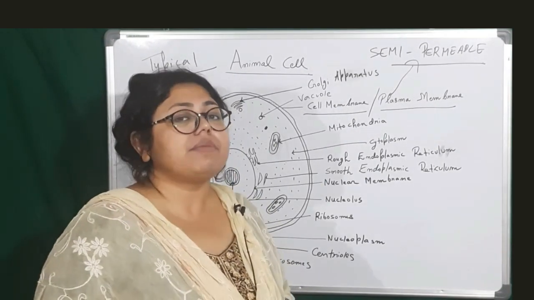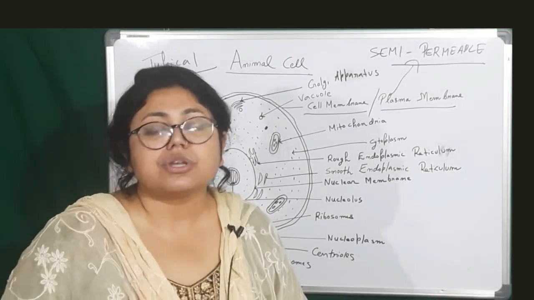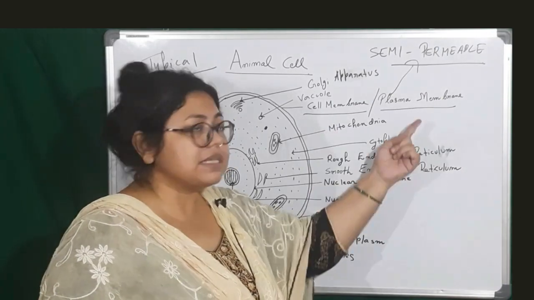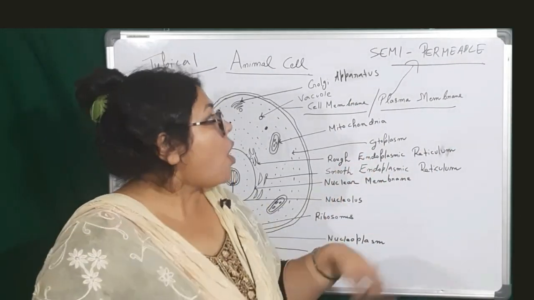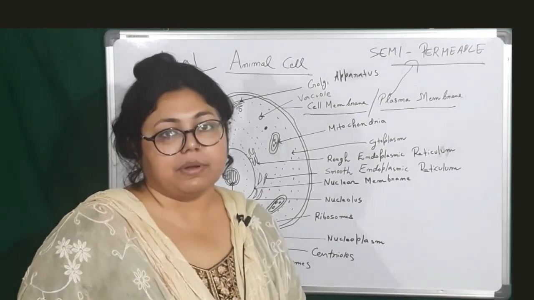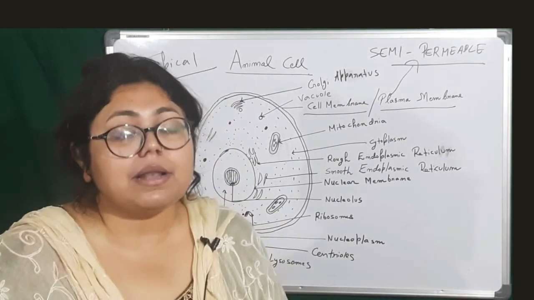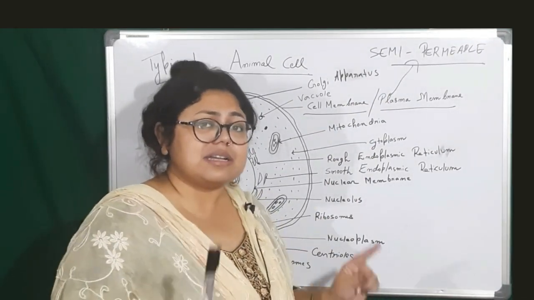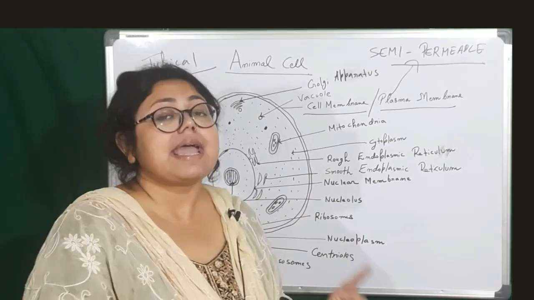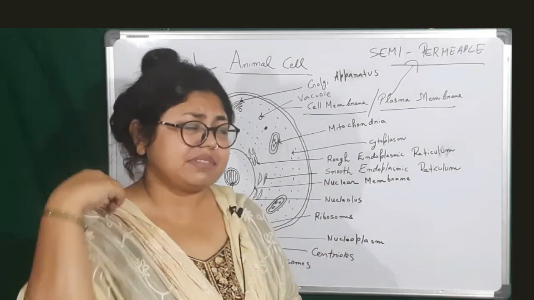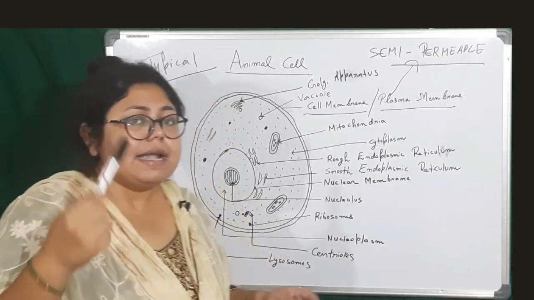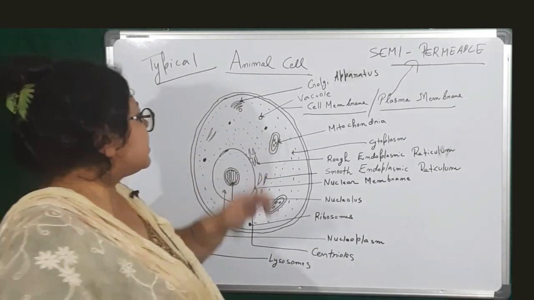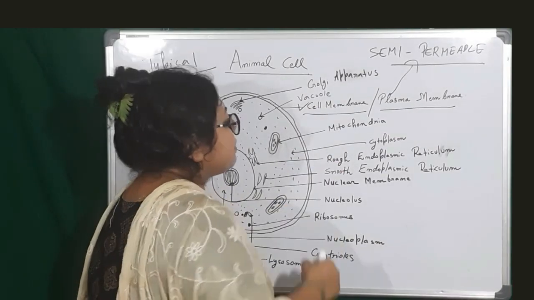In the case of the cell membrane, there is nothing to get confused about. The cell membrane is also called the plasma membrane, or the plasma lemma, or the semi-permeable membrane. Why semi-permeable? Because it allows certain substances to go inside and restricts the others. So this is why it is called a semi-permeable membrane. Next, we have done the cell membrane.